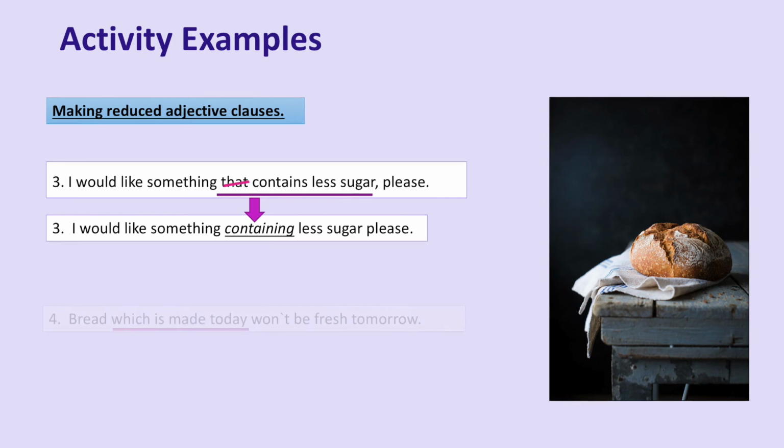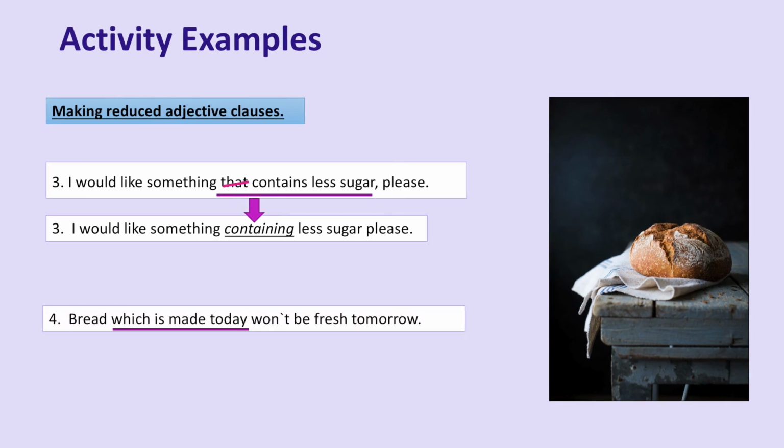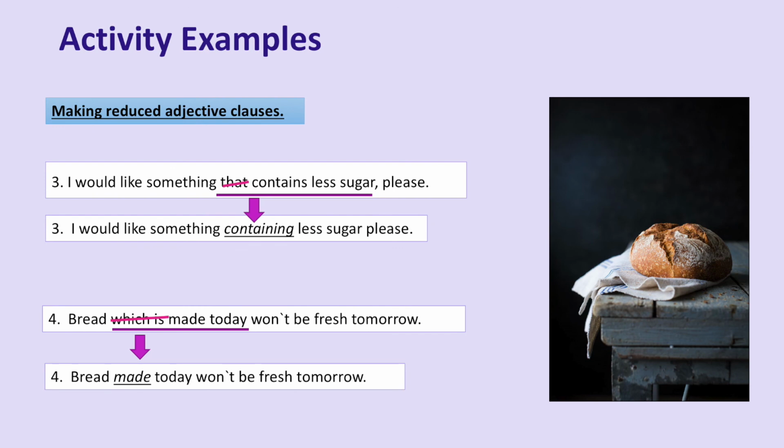Number 4. The sentence is, bread, which is made today, won't be fresh tomorrow. Our clause, which is made today, has a connector, which, and a be verb, is. So to reduce this clause, we have to eliminate both of those. So now the sentence with the reduced adjective clause is bread made today won't be fresh tomorrow.